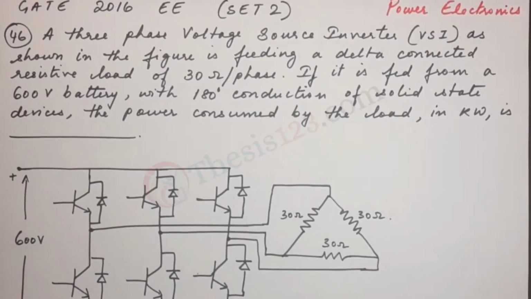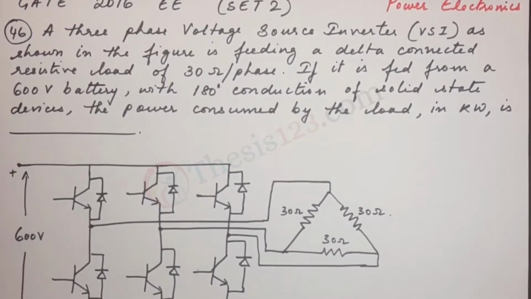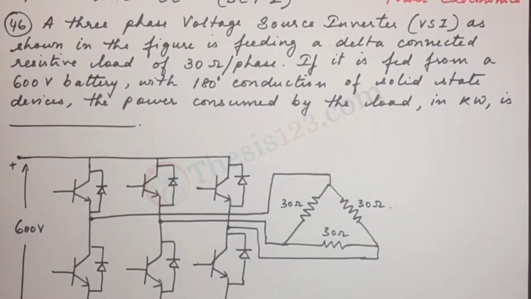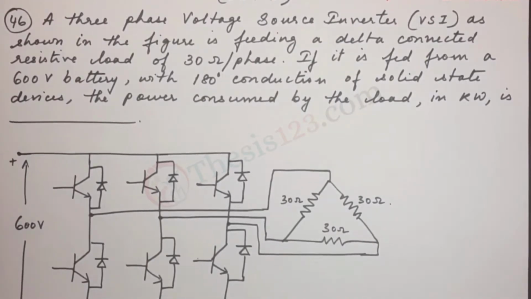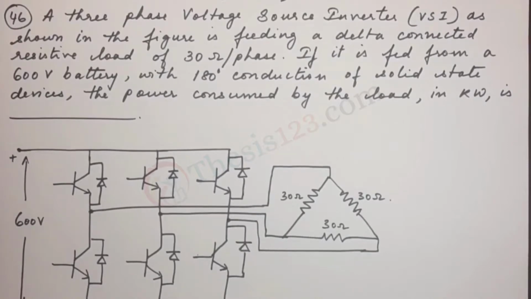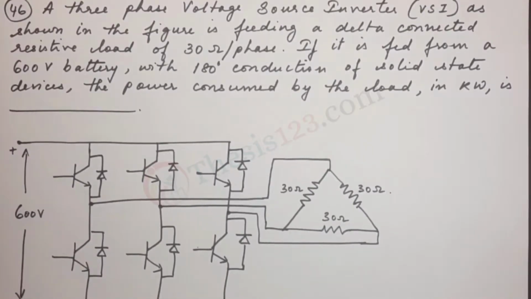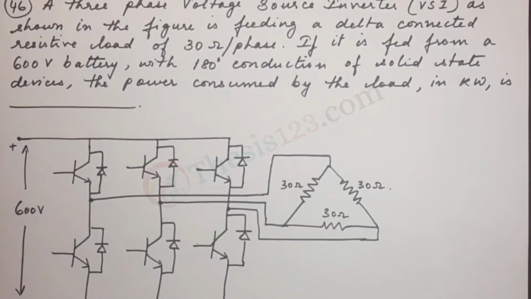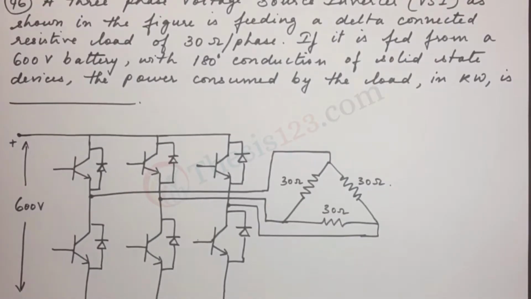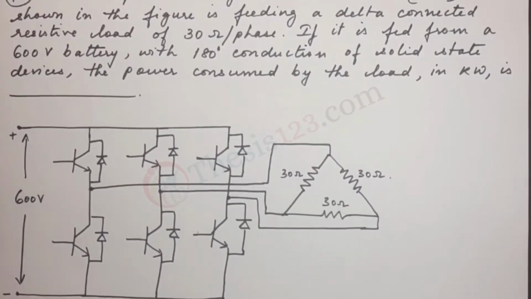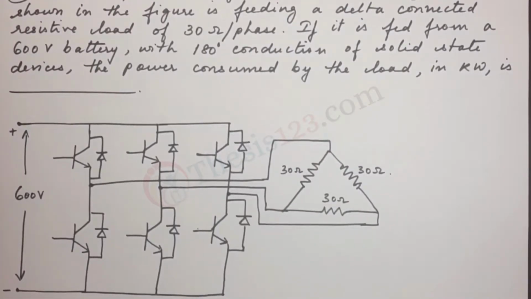Here's the next question, number 46. A 3-phase voltage source inverter, as shown in the figure, is feeding a delta connected resistive load of 30 ohms per phase. If it is fed from a 600 volt battery with 180 degrees conduction of solid state devices, the power consumed by the load in kilowatt is dash.